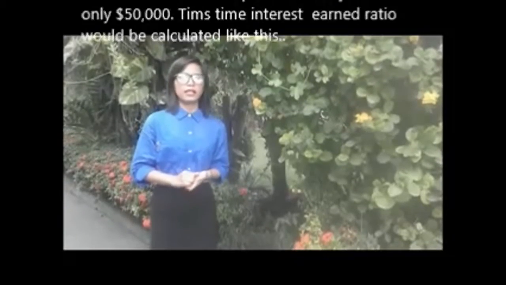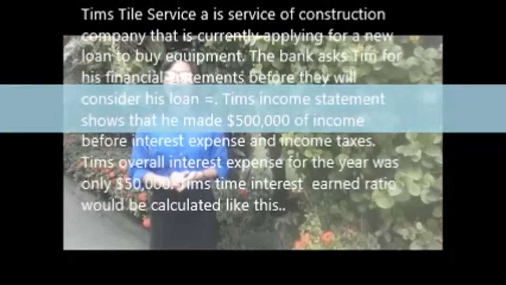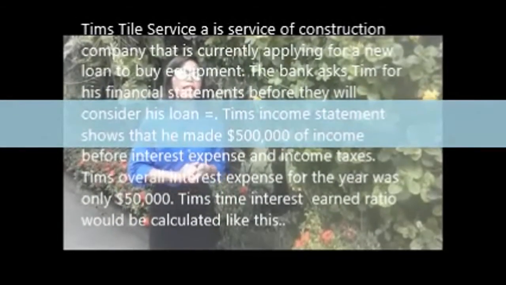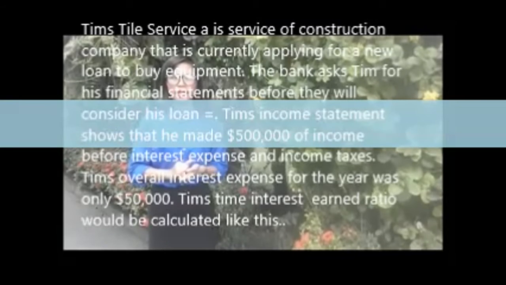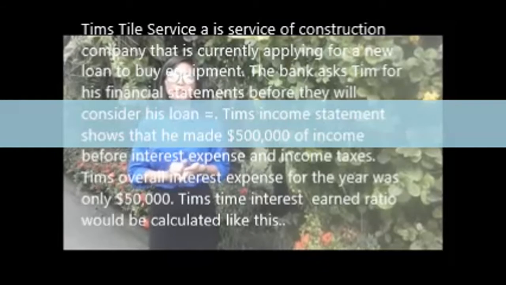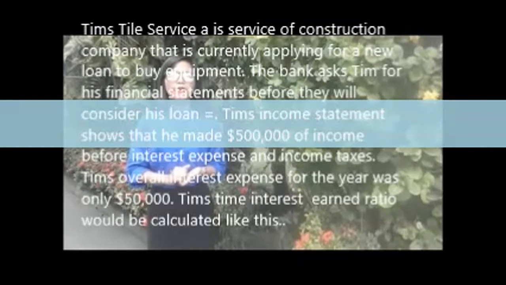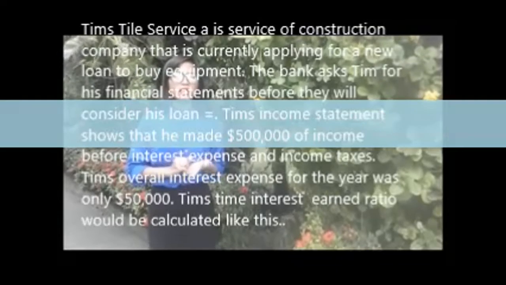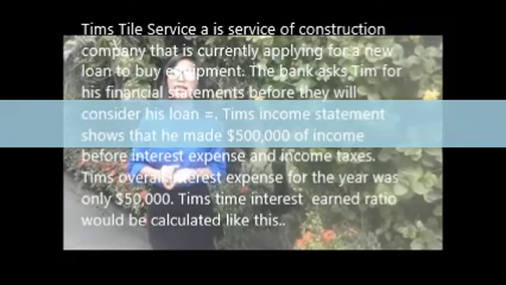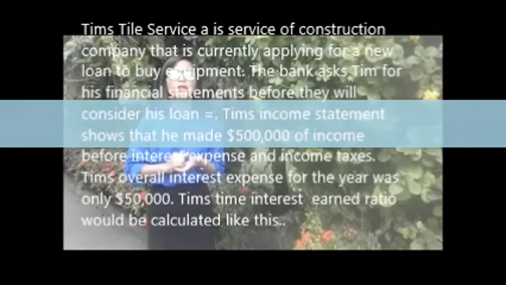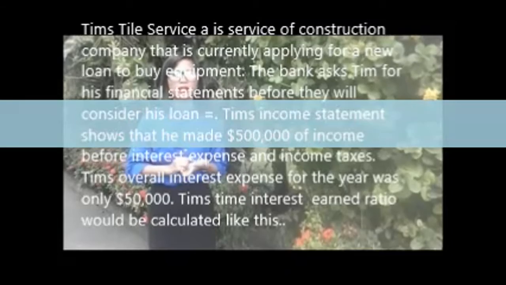Tim's Title Service is a construction company that is currently applying for a new loan to buy equipment. The bank asked Tim for his financial statement before they will consider his loan. Tim's income statement shows that he made $500,000 of income before interest expense and income taxes. Tim's overall interest expense for the year was only $50,000.